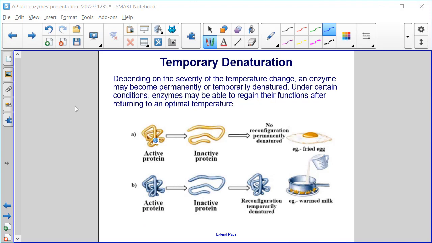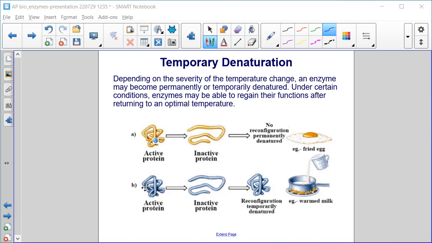Depending on the severity of the temperature change, an enzyme may become permanently or temporarily denatured. Under certain conditions, enzymes may be able to regain their function after returning to an optimal temperature. Let's take this example in A of an active protein. If we increase the heat, we denature it and we have an inactive protein, and no reconfiguration is possible once we then lower the temperature down to the optimal temperature again. So it's permanently denatured. That happens when we fry an egg. We permanently change those proteins.